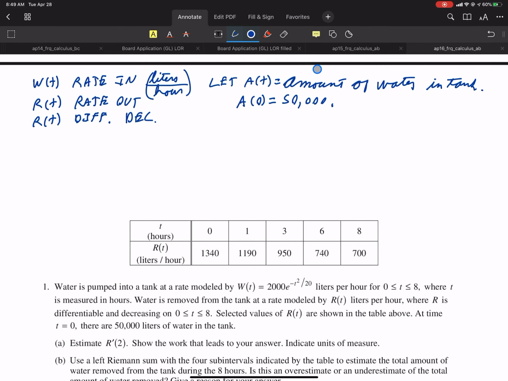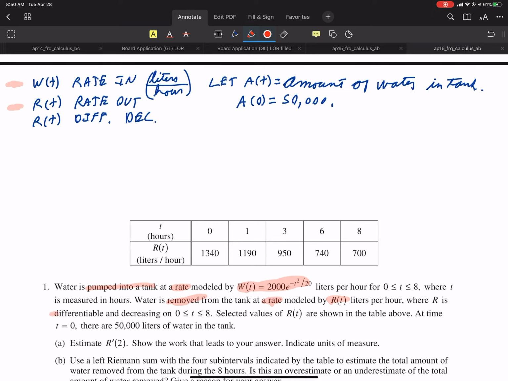Here we are with 2016, both Calculus AB and BC, question number 1. I've already pre-written some things that should be highlighted. So water is pumped into a tank at a rate, W of t. I already put that in my calculator as Y1, but I stated what W of t is on top. And then we read water removed at a rate R of t. So here I say R of t is the rate out, but also important information.